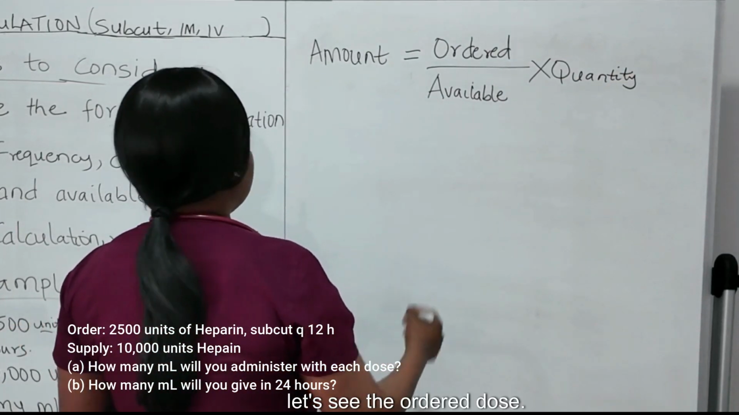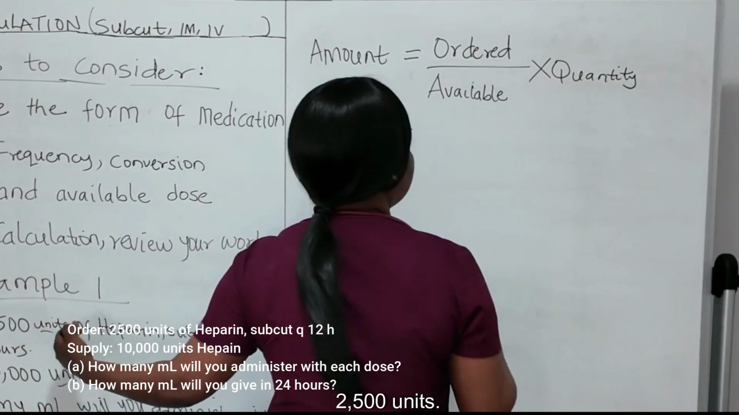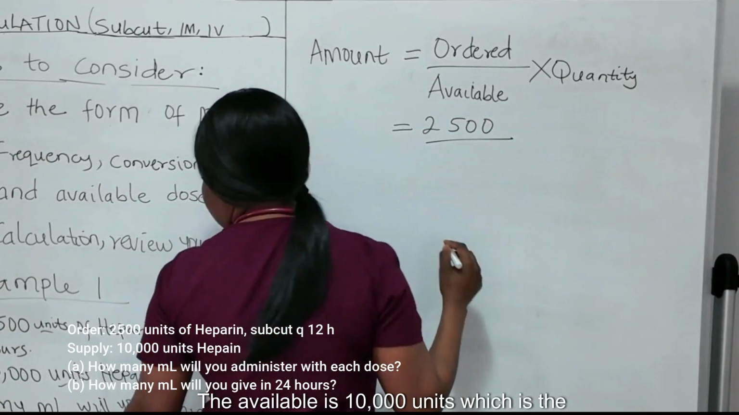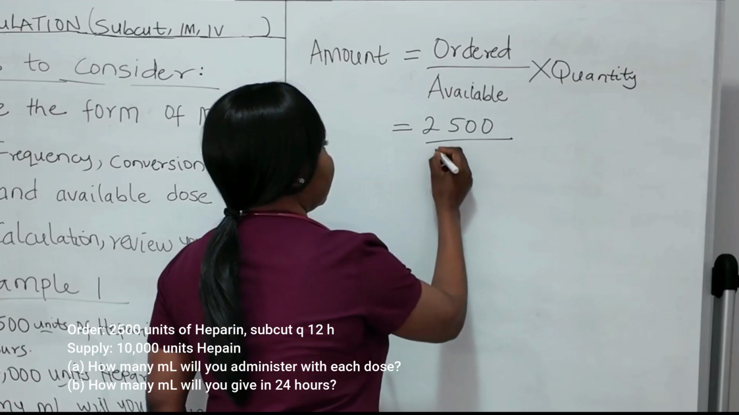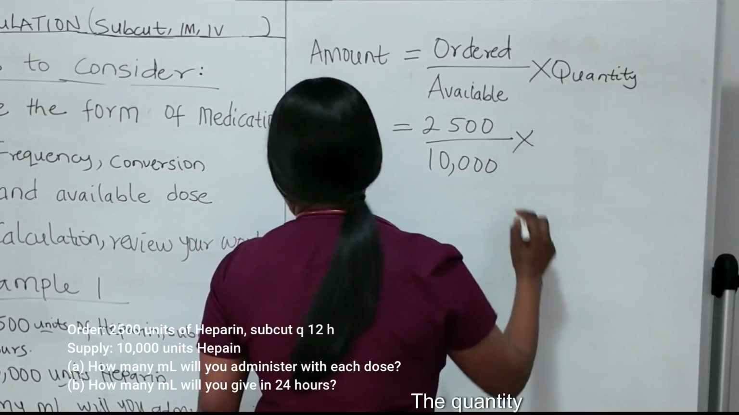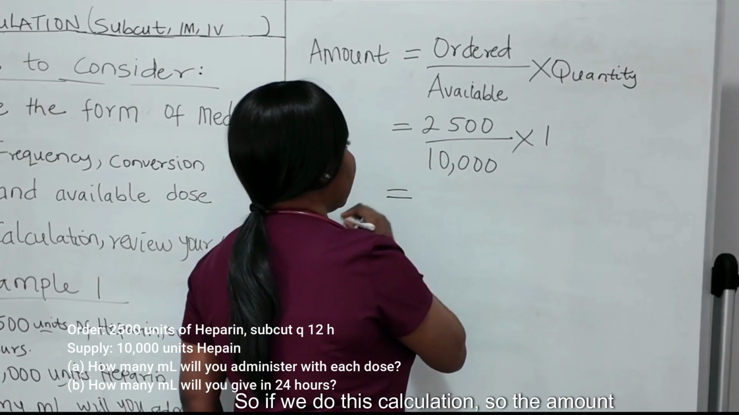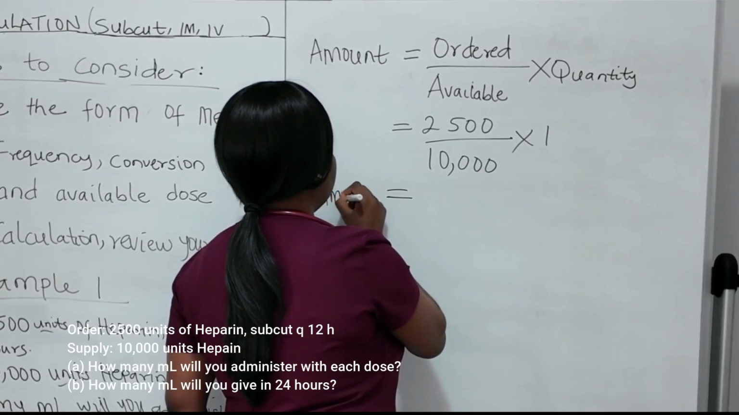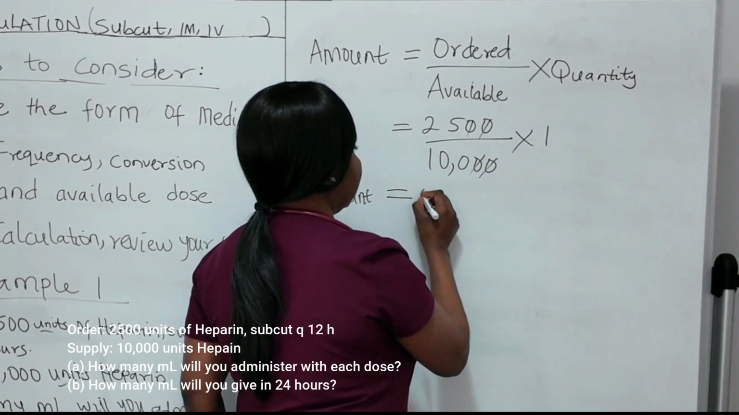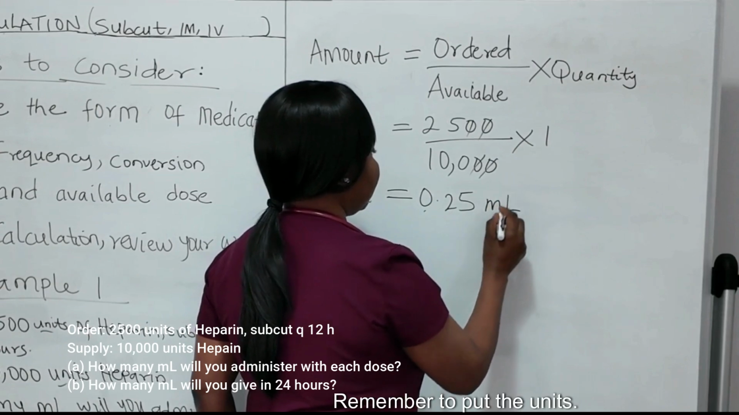So let's see the order dose. So here the order dose says 2,500 units. The available is 10,000 units, which is the supply. The quantity will remain as 1. So if we do this calculation, the amount to give, this will cross out, this will cross out, this will be 0.25 ml. Remember to put the units.